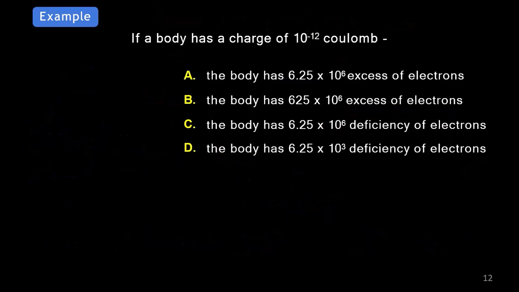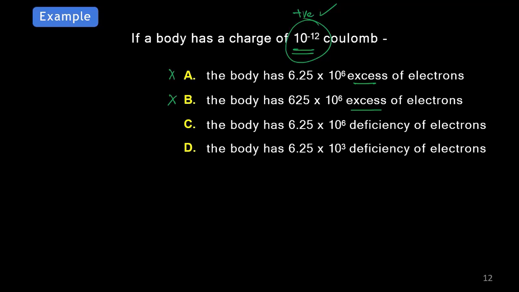Let us say the body has a 10 to the power minus 12 coulomb charge. So this is a positive charge. Sir, I can't hear you. Can you repeat what you said? So a body has a charge of 10 to the power minus 12 coulomb. Yes. Okay, so that means it is a positive charge. Positive charge means a deficiency of electrons, so the excess options are not correct. I should go for deficiency of electrons.